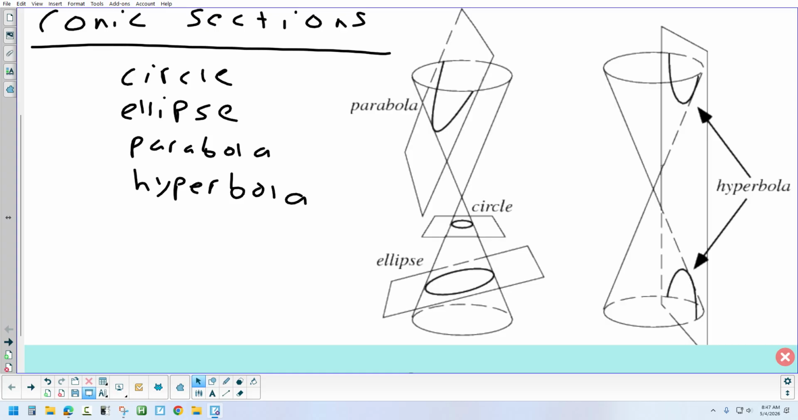So that rectangular plane is representing the cut that you would make through the cone. And the hyperbola is the only one where you have to put 2 cones kind of back to back to make that happen. Any questions on those 4 shapes or how you get them from a cone?